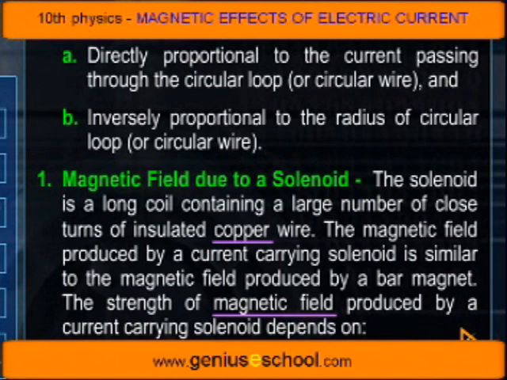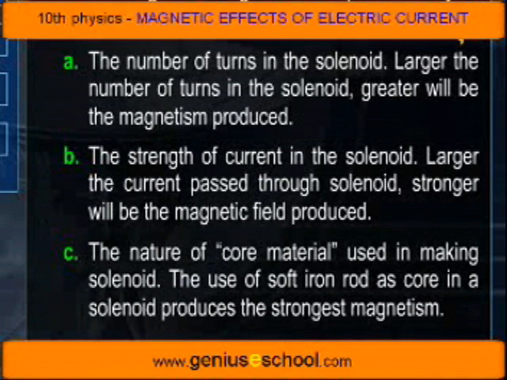Magnetic field due to a solenoid. The solenoid is a long coil containing a large number of closed turns of insulated copper wire. The magnetic field produced by a current carrying solenoid is similar to the magnetic field produced by a bar magnet. The strength of magnetic field produced by a current carrying solenoid depends on the number of turns in the solenoid. The larger the number of turns in the solenoid, the greater will be the magnetism produced.